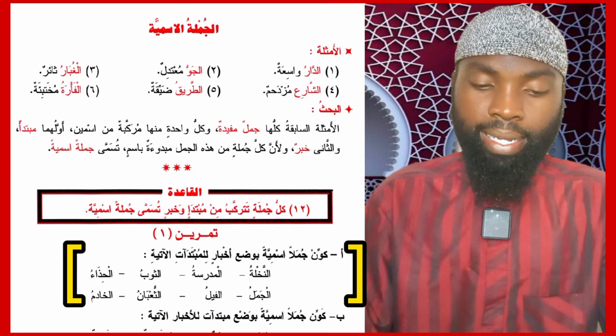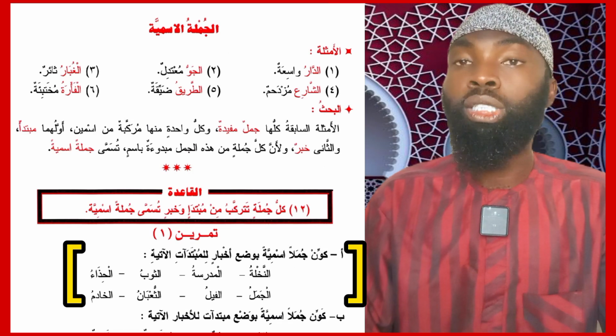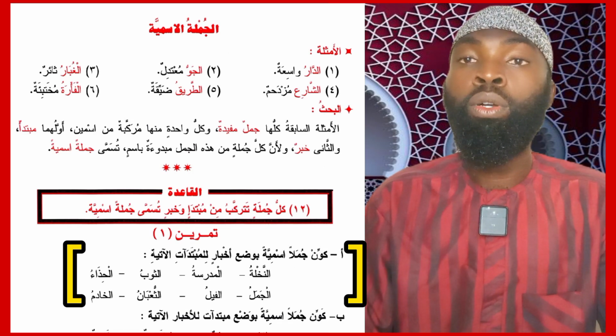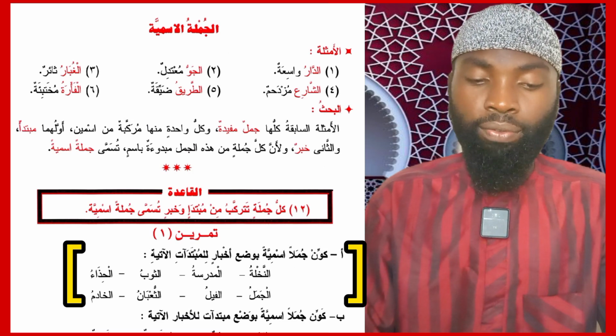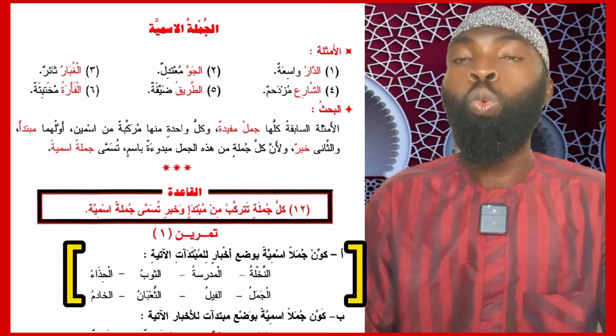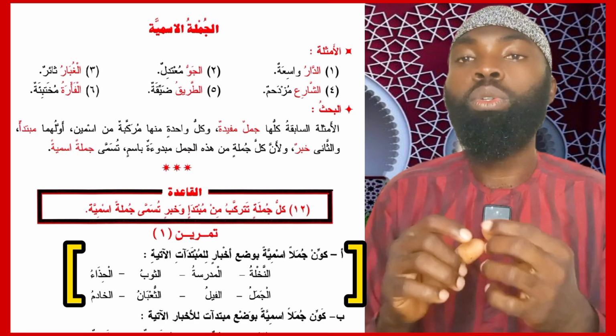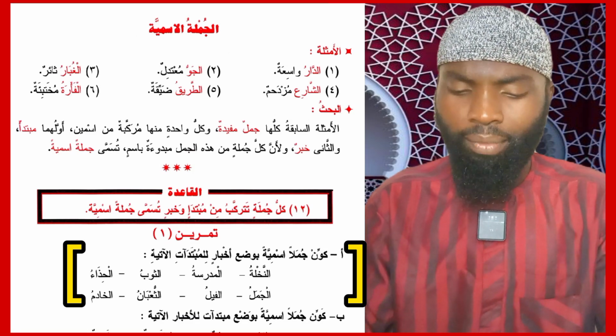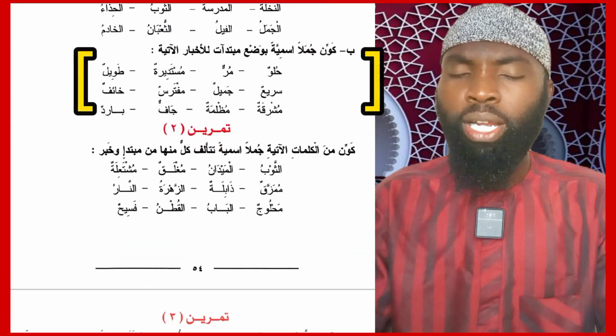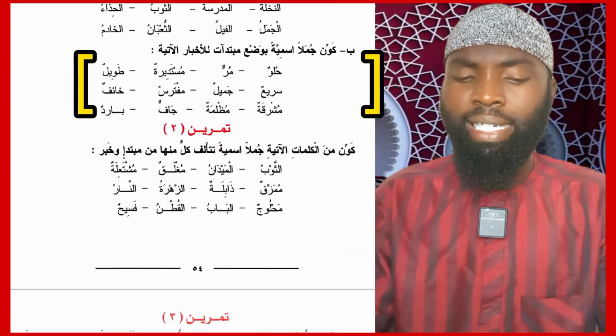It is poisonous. And next we have as-suratu, the picture. We can say as-suratu jamilatun, the picture is beautiful. And next we have al-hablu, the rope. We can say al-hablu matinun, the rope is strong. The back part, it says kawin khamsa jumalan ismiyatan.